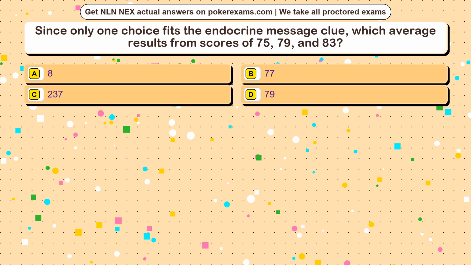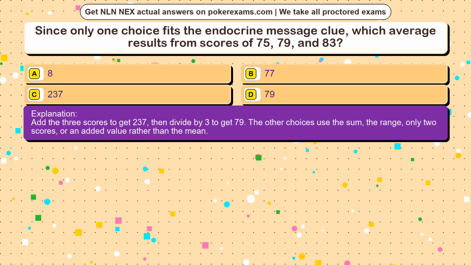The correct answer is option. Add the 3 scores to get 237, then divide by 3 to get 79. The other choices use the sum, the range, only 2 scores, or an added value rather than the mean.